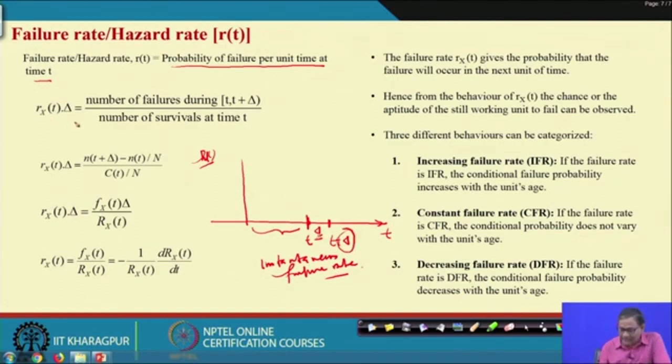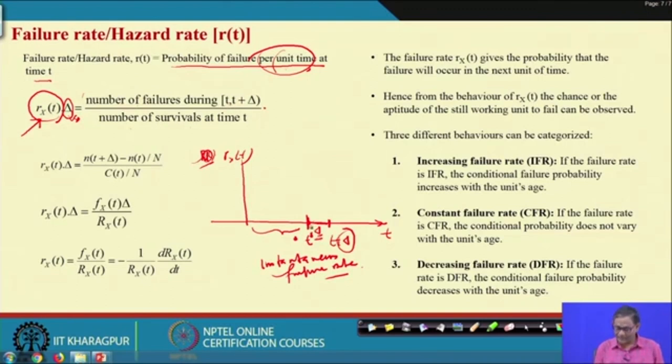By this definition, if we denote that h(t) is the hazard rate, then it is the number of failures during this period of time, and we are saying per unit time, so divided by delta. We can multiply delta on this side, no problem. So it is the number of unit failures during t plus delta t, by the number of survivors at this time. That means h(t) into delta, the time period, because we are interested in per unit time. In delta time, how many units fail?